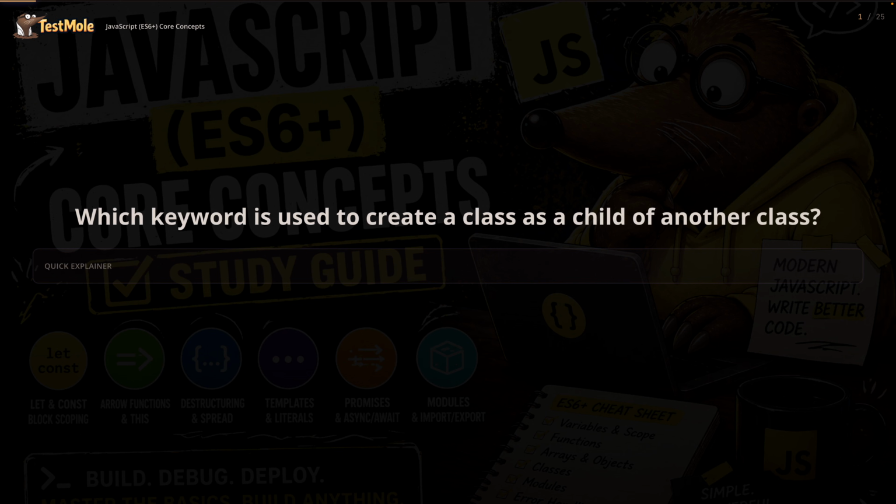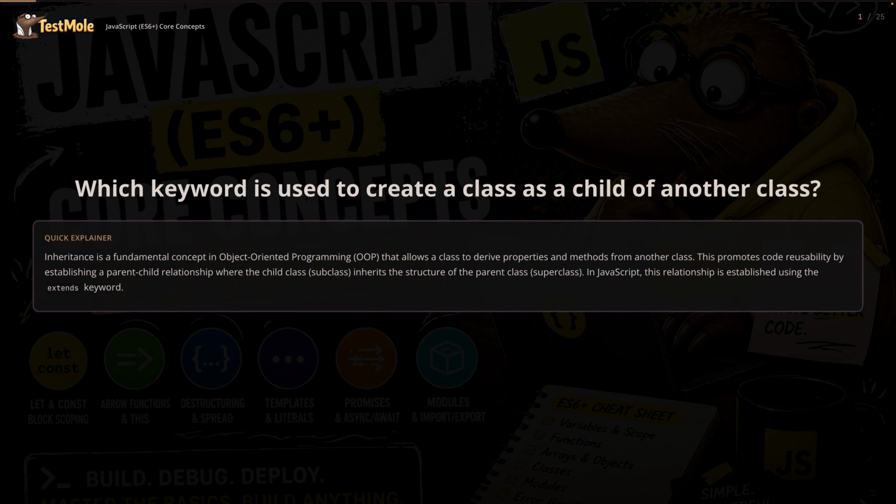Which keyword is used to create a class as a child of another class? Inheritance is a fundamental concept in object-oriented programming (OOP) that allows a class to derive properties and methods from another class. This promotes code reusability by establishing a parent-child relationship where the child class, subclass, inherits the structure of the parent class, superclass. In JavaScript, this relationship is established using the extends keyword.